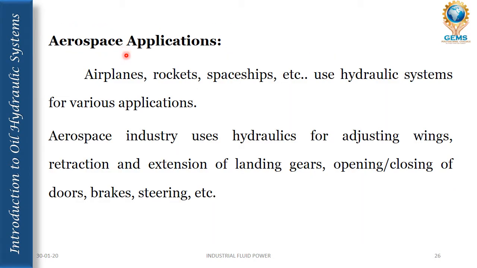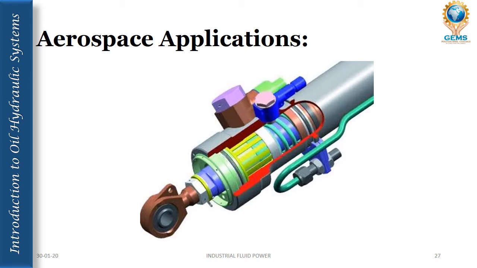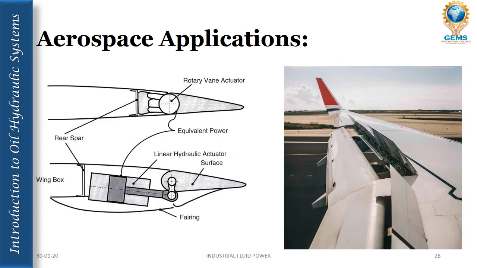And in aerospace applications, airplanes, rockets, spaceships, etc. use hydraulic systems for various applications. Aerospace industries use hydraulics for adjusting wings, retraction and extension of landing gears, opening or closing of doors, brakes, steering, etc. Okay, this is the landing gear application, and here they are using hydraulics in adjusting the wings.